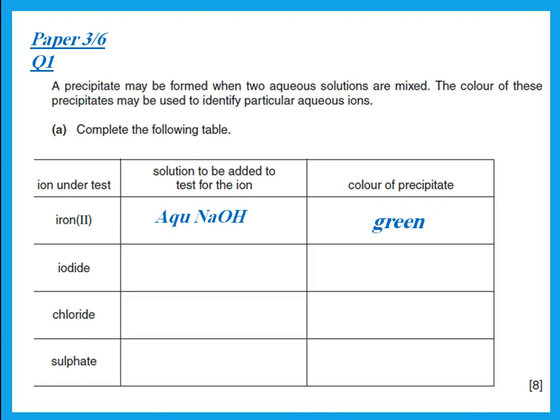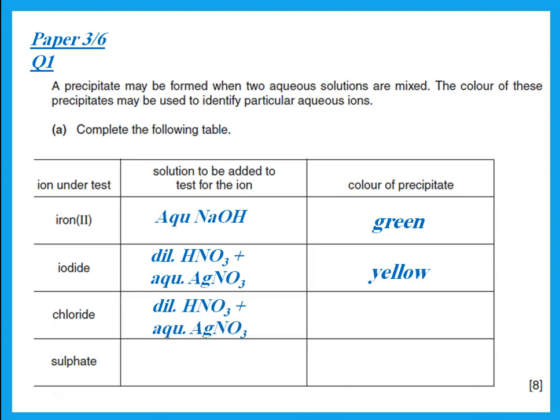Now, iodide. What was the solution used to test for iodide? It is dilute nitric acid and silver nitrate or lead nitrate. So it can be dilute nitric acid and lead nitrate or dilute nitric acid and silver nitrate, and they both give the same result. What do we get with iodide? Again, remember, iodide is the only thing that gives yellow. So I get a yellow precipitate. Chloride. The test for chloride is the same as that for iodide. Remember that nitric acid and silver nitrate are a test for chloride or bromide or iodide. But with chloride, which precipitate do we get? We get a white precipitate.